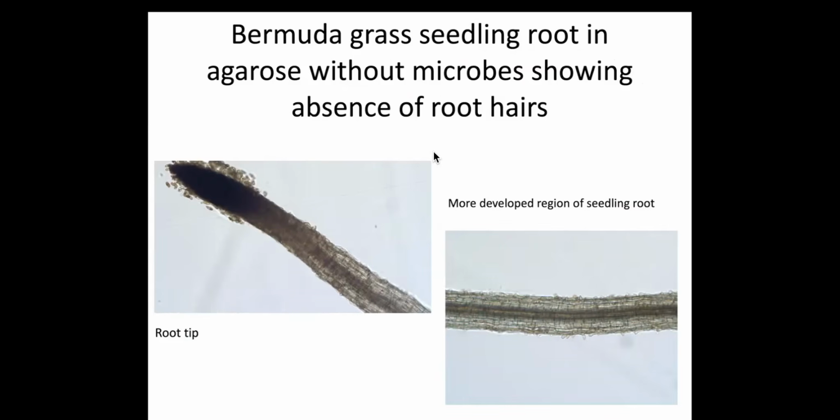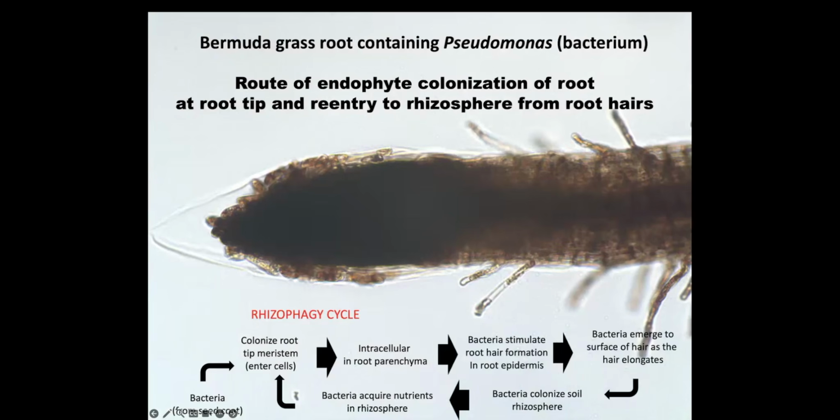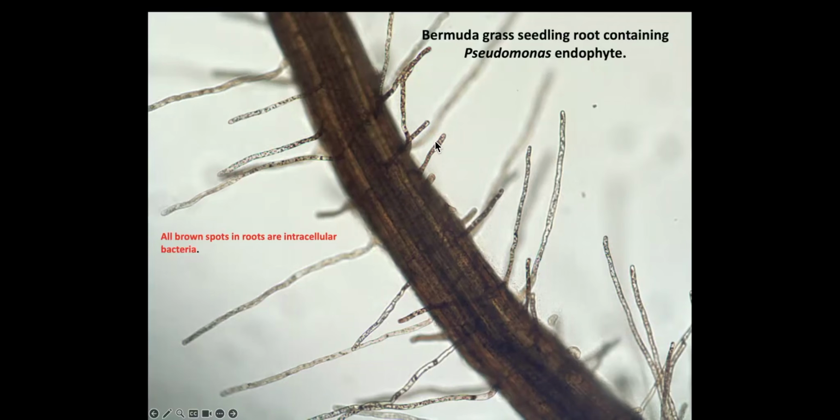And this is what happens. This is a grass root where the microbes are removed. You can see the tip here, and you can see there are no hairs there. But there are little initials, root hair initials. Without bacteria in those initials, they never elongate. Okay, here's what happens when you put the bacteria on it. You see the hairs forming right away. Here too. Look at this.